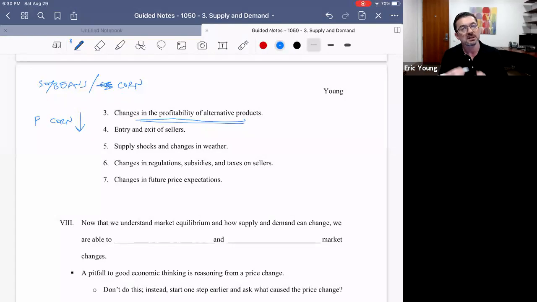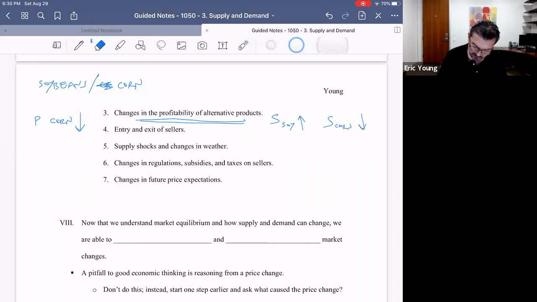Remember, the opportunity cost of an item is what you give up. Okay, so if the price of corn falls and soybeans are now more valuable, relatively speaking, growing corn has a higher opportunity cost. So you would likely rip out your corn crop, plant soy, and we would see in the market the supply of soy go up while the supply of corn fell. Okay, so that's our third one. Let's get rid of this real quick.